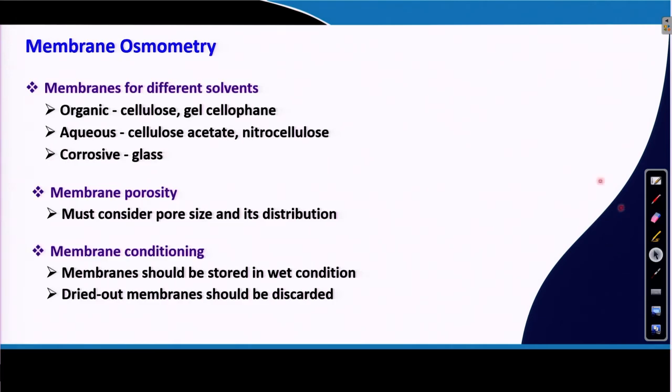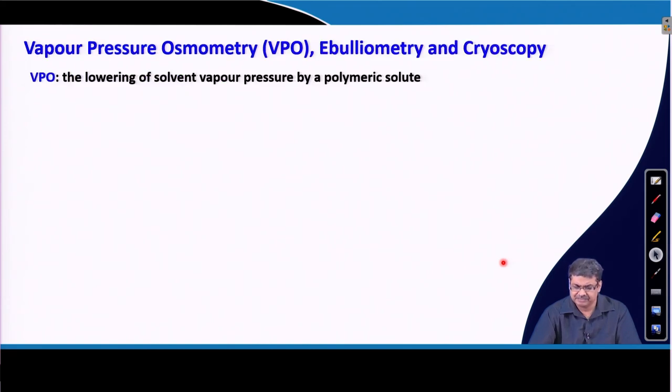Now we just need to keep this information in mind during membrane osmometry, that membranes for different solvents are different. For example, for organic solvents we have cellulose gel, cellophane type membrane, for aqueous solvent we have cellulose acetate membrane, nitrocellulose membrane, for corrosive material we have glass membrane and so on. And the membrane should have a proper pore size and distribution, and should be kept in wet condition. If dried, the membrane should be discarded because the pores will not be effective in that case.